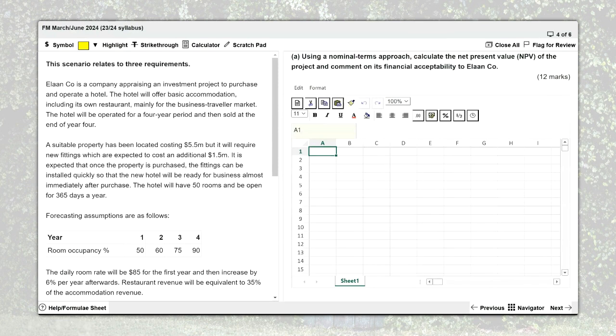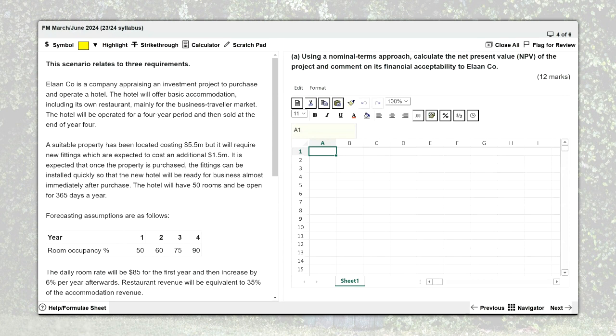Hello, here we are on the practice platform with the second question from the March-June 2024 past exam question. This question is called the Elan company. Let's look into the first requirement, requirement A: using a nominal term approach, calculate the NPV of the project and comment on its financial acceptability, worth 12 marks.